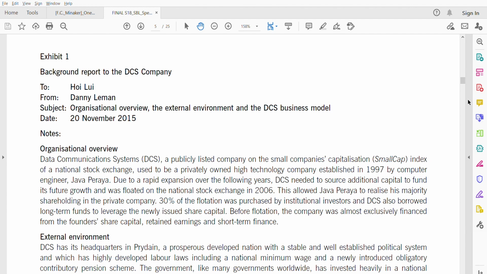Because when you read all the exhibits, when you go to the second exhibit, 80% of what you have read in exhibit 1 you will forget. So you cannot take a chance. You have to highlight the keywords and you have to write also. For example, this exhibit 1, okay, this is for requirement 1, if I'm not wrong.